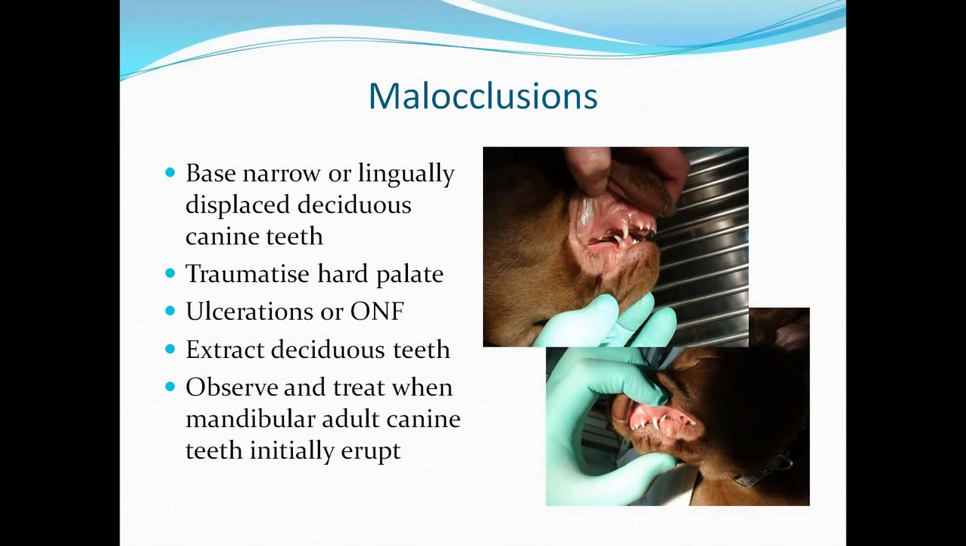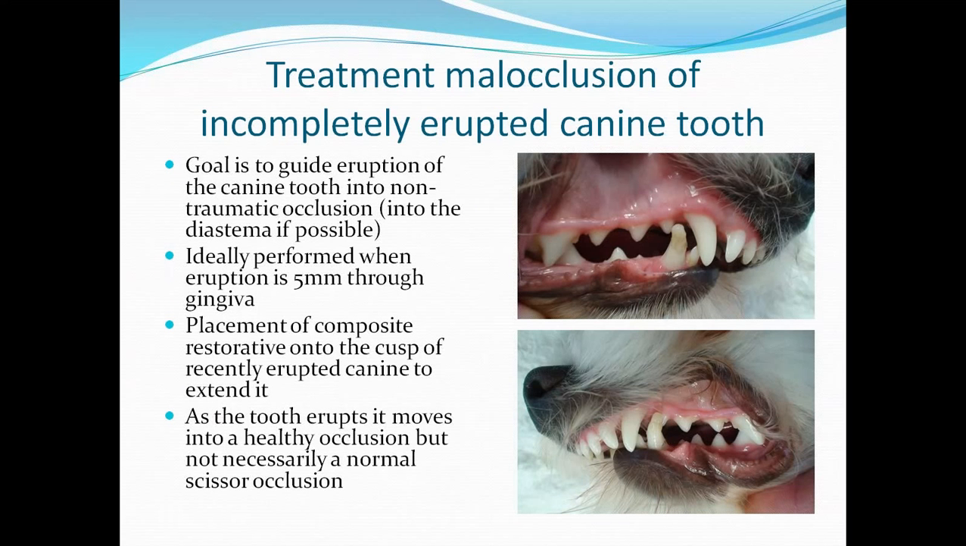After I've extracted the tooth and I'm sending the pet home, we'll say to the owner, you need to watch this animal from about 20 weeks of age, and every day I want you to check, and I want you to return when the mandibular canine tooth is 5 millimeters through the gingiva. Once it erupts and is at least 5 millimeters through the gingiva, we can have a look at the canine tooth and estimate which direction it's traveling.